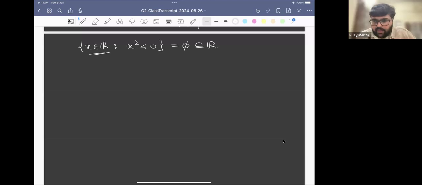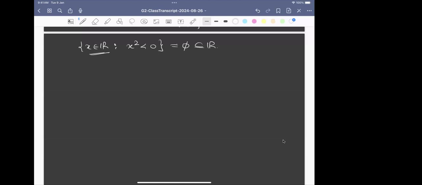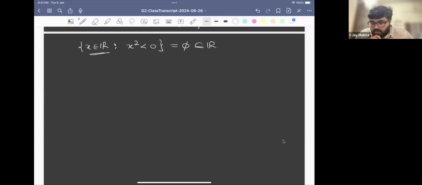Greater than 0? Okay, let me ask a question. So don't write. All of you, please listen. The set I'm giving is very similar to what is there on the screen. Set of all x in R such that x square is greater than 0. Set of all x in R such that x square is greater than 0. What is the set?